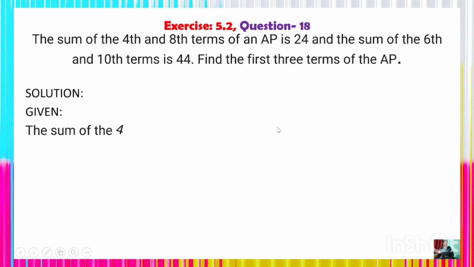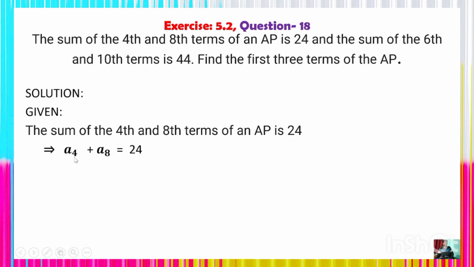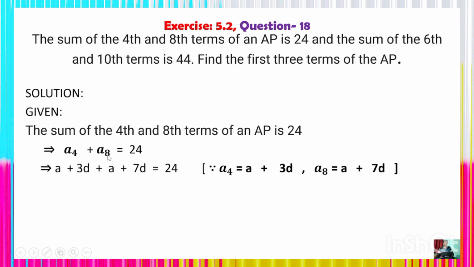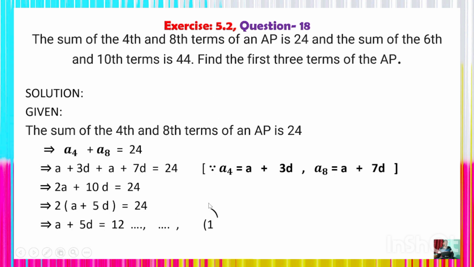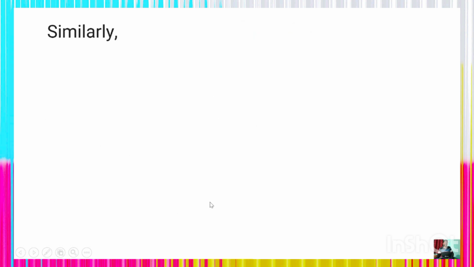Given that the sum of the 4th and 8th term of an AP is 24. Look at it carefully. What is given? It means 4th term plus 8th term is equal to 24. It means A4 plus A8 is equal to 24. We know that in place of A4 we can write A plus 3D, and in place of A8 we can write A plus 7D, which is 24. Here you see A plus A, which is 2A, 3D plus 7D, which is 10D, which is 24. You can take the common factor from both sides. Here after taking 2 as common, 2 whole into A plus 5D, which is 24, and A plus 5D is equal to 12. We get equation 1.